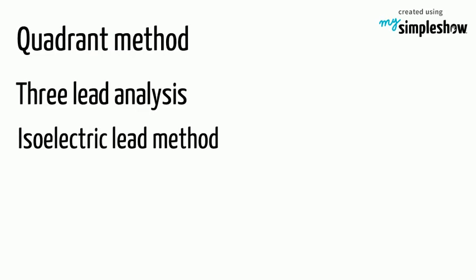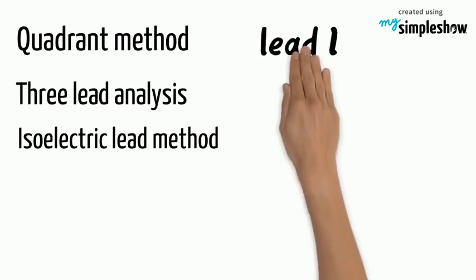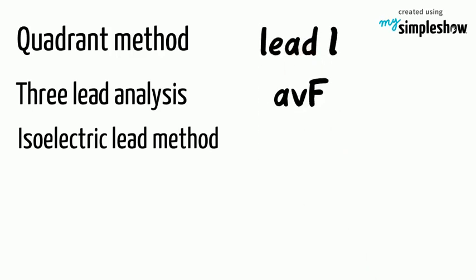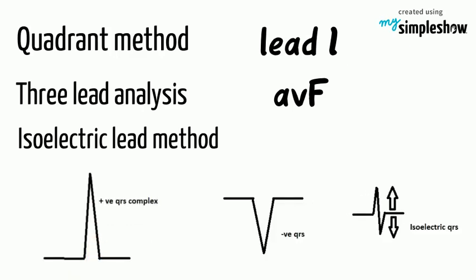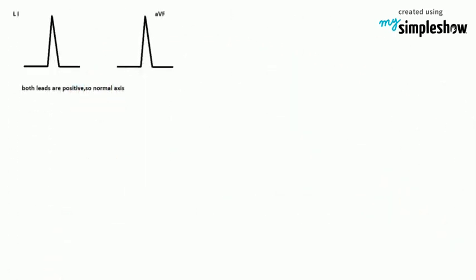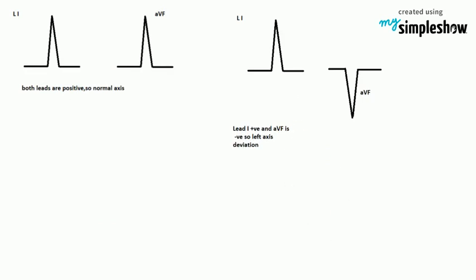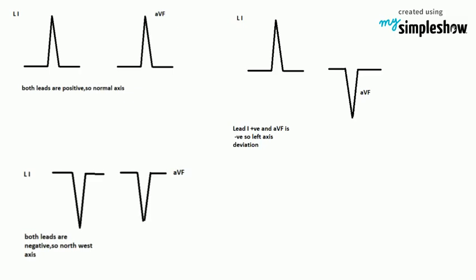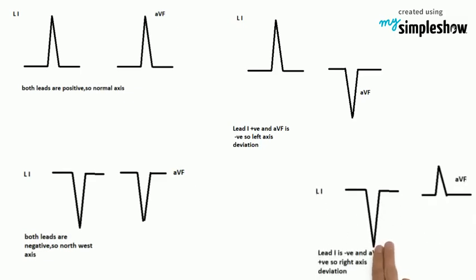Different methods of axis calculation are the quadrant method, 3-lead analysis, and the isoelectric lead method. In the quadrant method, we take 2 leads for reference, lead 1 and aVF. In both leads we analyze the morphology of the QRS, whether it is positive, negative or isoelectric. Both positive: axis is normal. Lead 1 positive and aVF negative: left axis deviation. Both negative: extreme axis deviation. Lead 1 negative and aVF positive: right axis deviation.